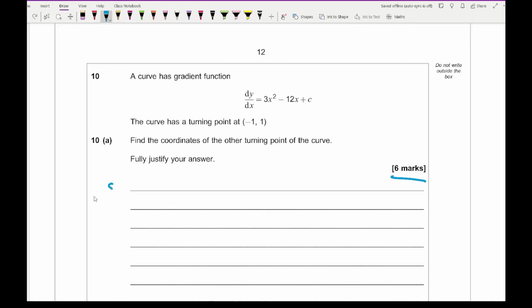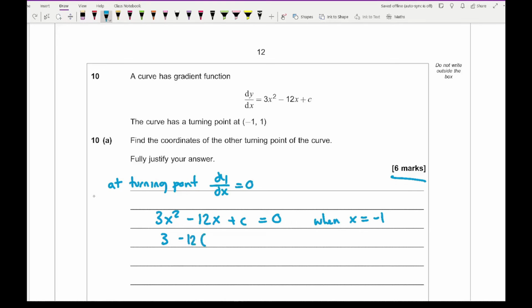So first things first, let's just state some facts. So at the turning point, dy over dx is going to equal 0 because it is going to be a stationary point. So that means that 3x squared minus 12x plus c equals 0. Then if I substitute minus 1 in there, so when x equals minus 1, we get 3 minus 12 lots of minus 1 plus c equals 0, and so we get a c value of minus 15.